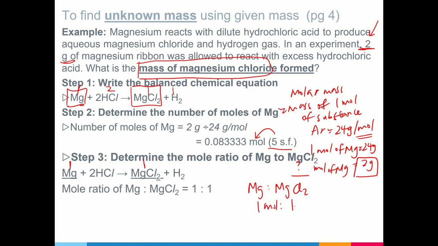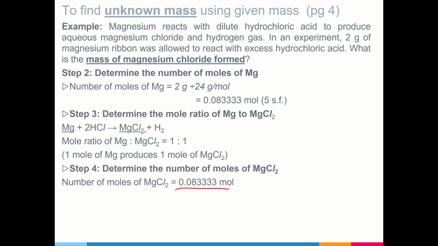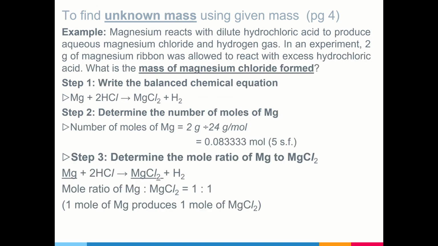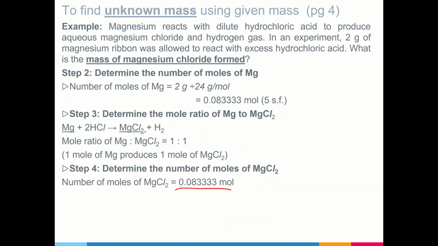If it is 1 mole to 1 mole, and now you are given 0.083333 mole, then this will be 0.083333 mole at this point. So 1 mole of magnesium produces 1 mole of magnesium chloride. Likewise, 0.083333 mole of magnesium will produce 0.083333 mole of magnesium chloride at this point. Now the question asks for mass, so we don't stop here.